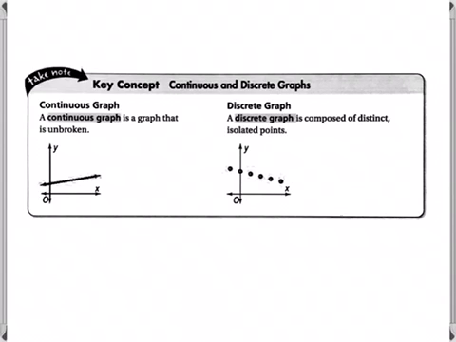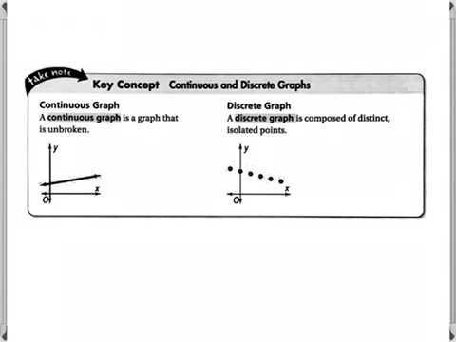So now we're going to talk about the idea of continuous and discrete graphs. A continuous graph is a graph that is unbroken, meaning that you would graph the values in between whole numbers. So think of continuous graphs being like you can have decimal points or partial items. So if you're talking about time, you can have seconds, milliseconds, and all of those smaller values, so it would be like fractional pieces.